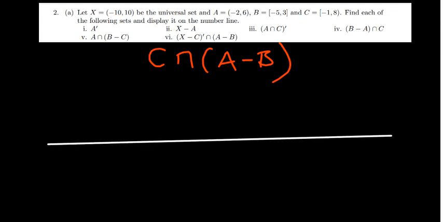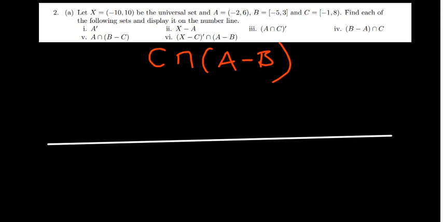So we now have our question simplifying to C intersection A minus B. So we need to find the intersection between these two sets. Now C, we already know it, so we need to deal with what is in the brackets, which is A minus B, right? So I'll draw a number line. A minus B means A without B. Do we understand that?